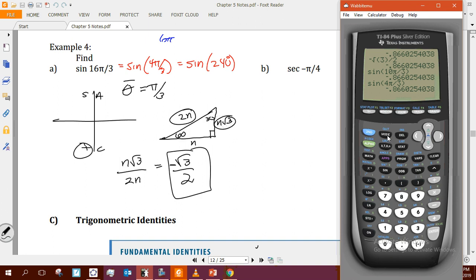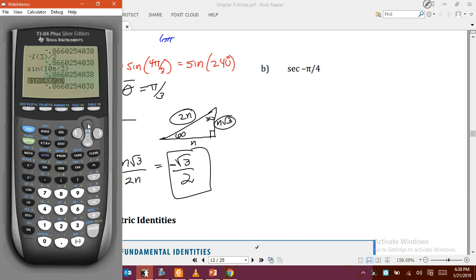Okay. If we were in degrees, I change it to degrees. So 16 pi over 3 is the same as 960. If I'm in degree mode, which I am, and go sine of 960, you see that should give me the same negative 0.86. If I go sine of 960 minus 360 in there, so it would have been 600, gives me that.